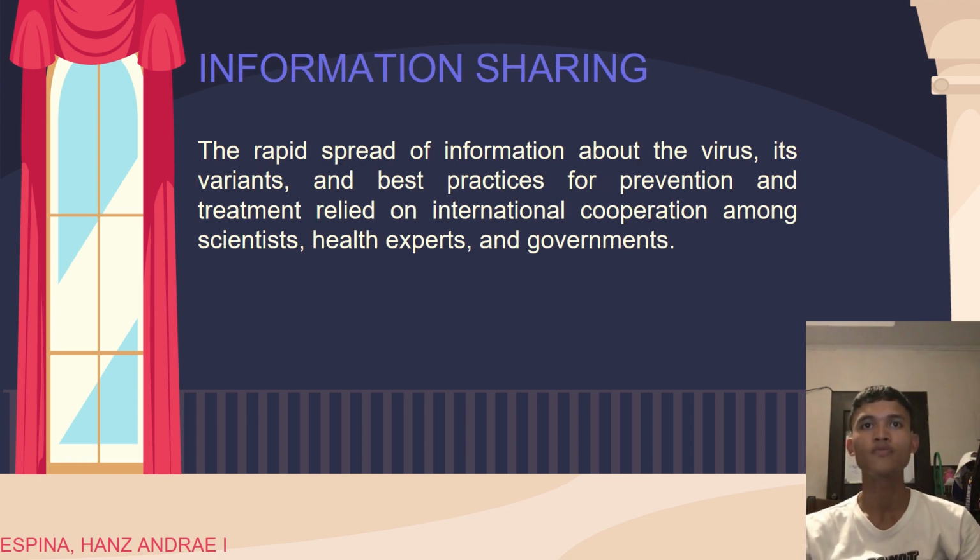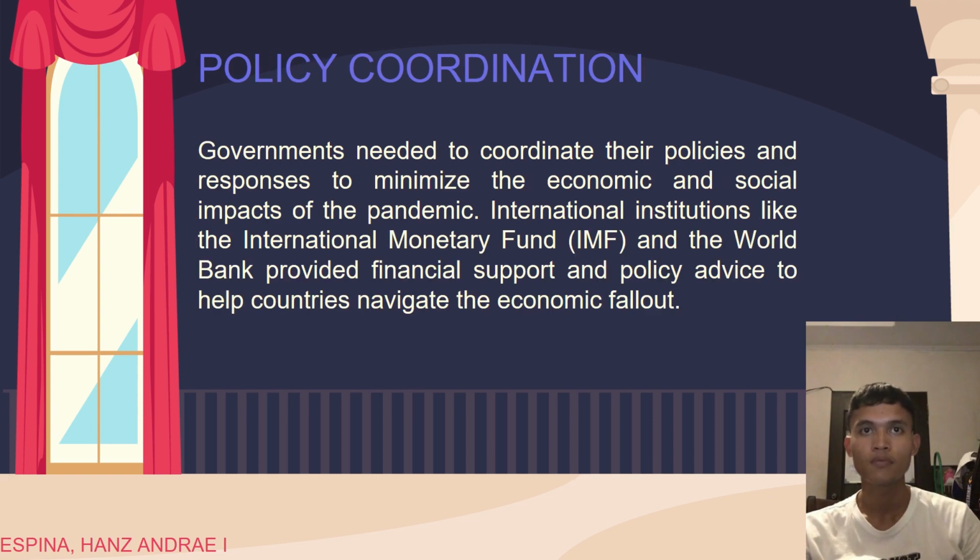Information sharing: the rapid spread of information about the virus, its variants, and the practices for prevention and treatment relied on international cooperation among scientists, health experts, and governments. Policy coordination: governments needed to coordinate their policies and responses to minimize the economic and social impacts of the pandemic. International institutions like the International Monetary Fund, also known as the IMF, and the World Bank provided financial support and policy advice to help countries navigate their economic fallout.